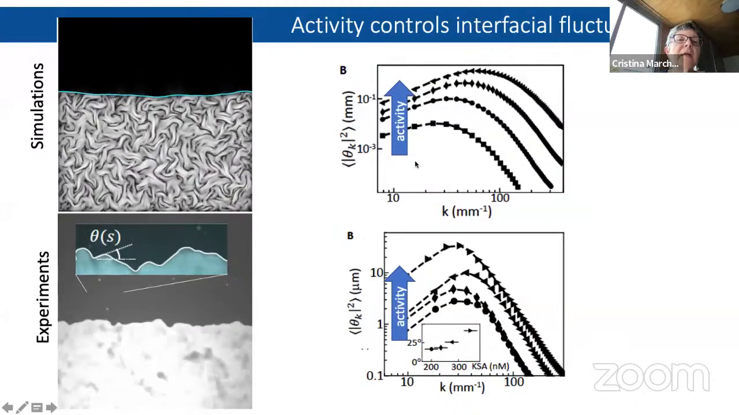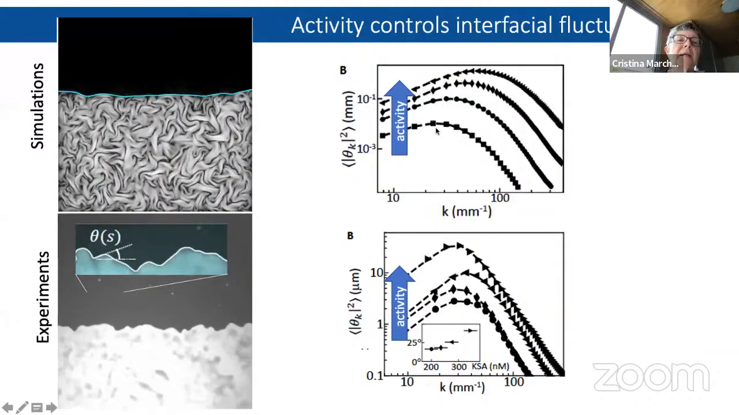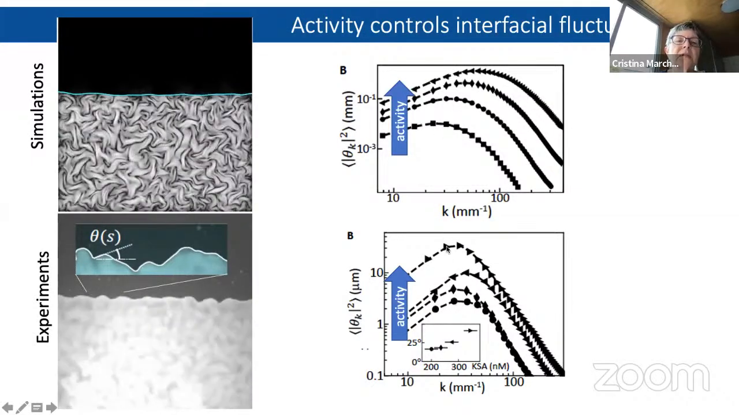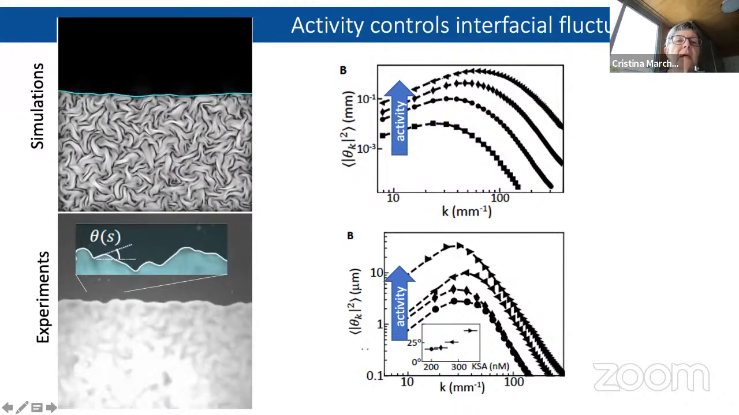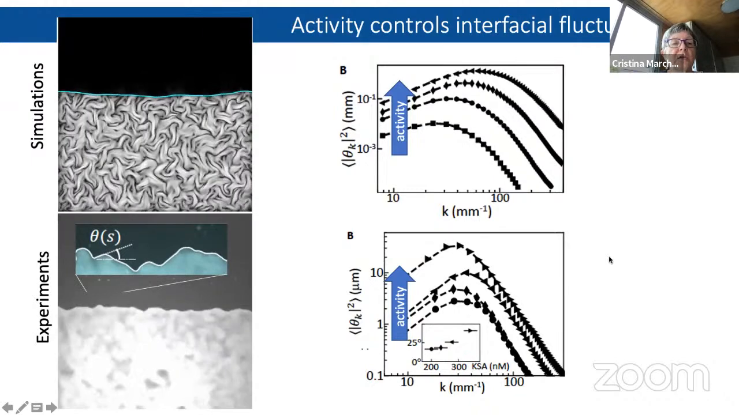But what is certainly clear is that as we increase activity, increasing that parameter alpha in the simulation and increasing the concentration of kinesins in the experiments, the strength of the fluctuations becomes larger and larger.